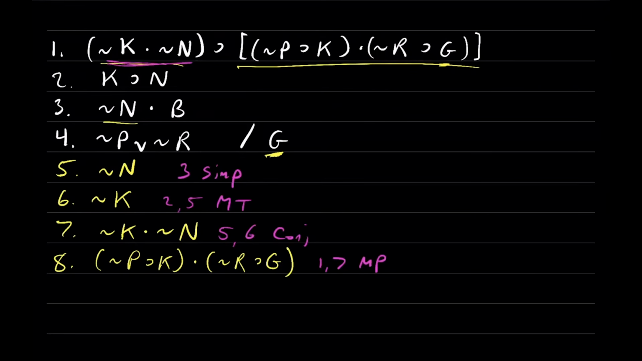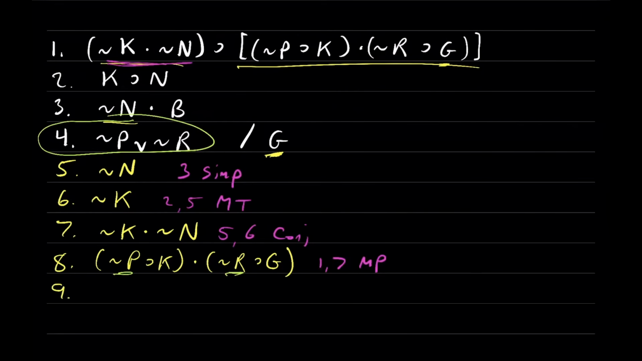Let's see what we're going to do here. What I notice next is that line 8 is the conjunction of two conditionals. It says not P implies K and not R implies G. And we know that one of those two antecedents has to be true. Line 4 tells us that. I'm going to circle that in a different color here. Line 4 tells us that either not P or not R. And line 8 tells us that each of those two terms, not P and not R, implies something else. And that already matches the form for constructive dilemma.